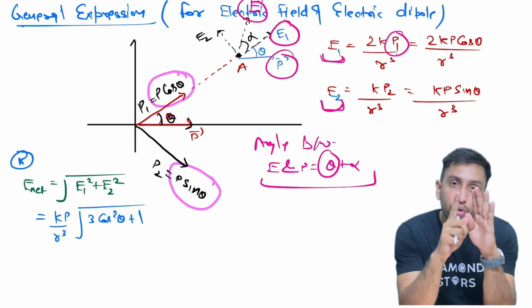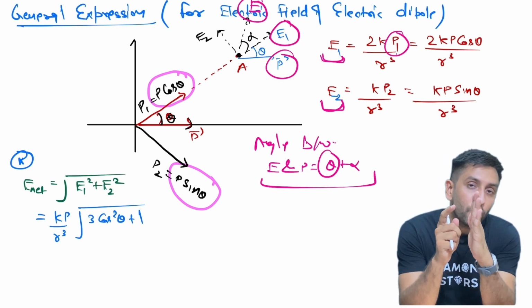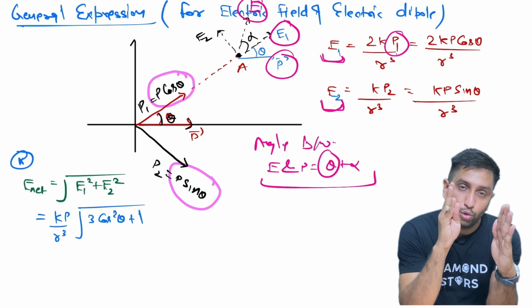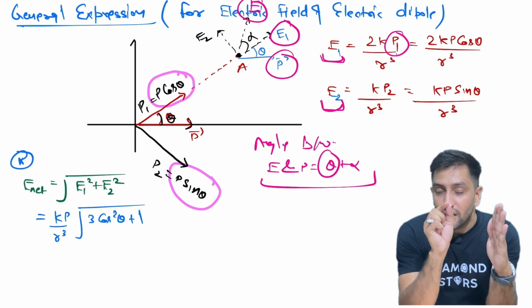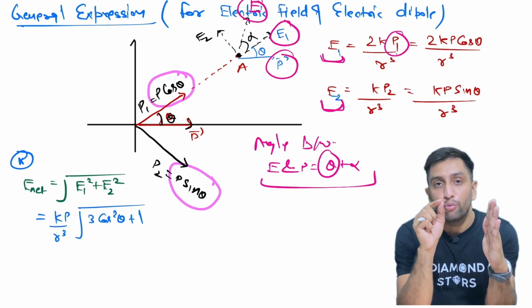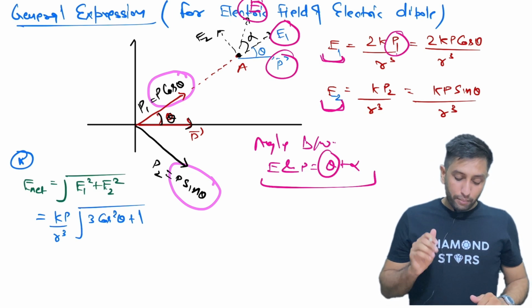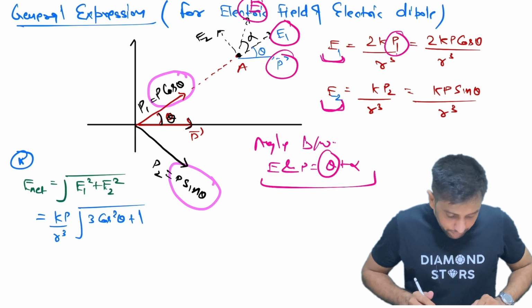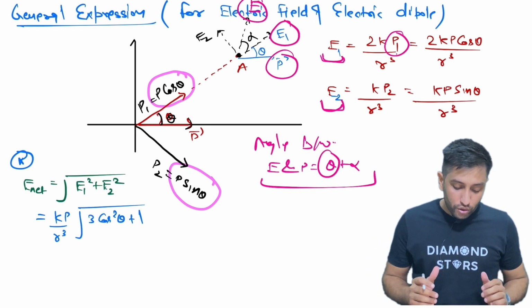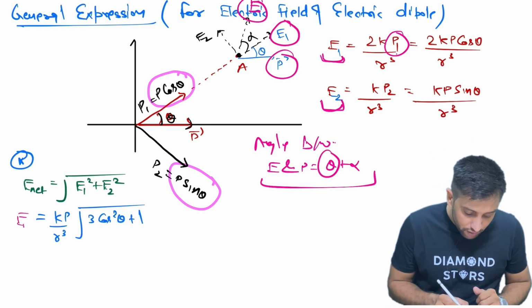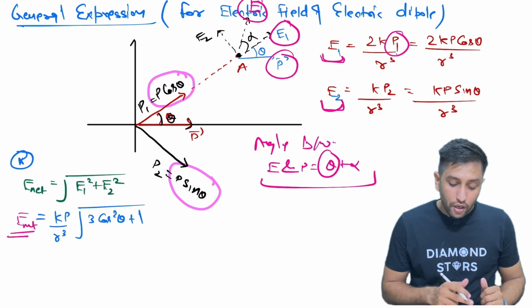Out of that 4 cos square theta, 3 cos square theta will be taken out, and you will be left with sin square theta plus cos square theta, that will become 1. So you will be left with 3 cos square theta plus 1. Okay, so Kp by R cube times root of 3 cos square theta plus 1, this is the net resultant. Now the question is, what is the angle?